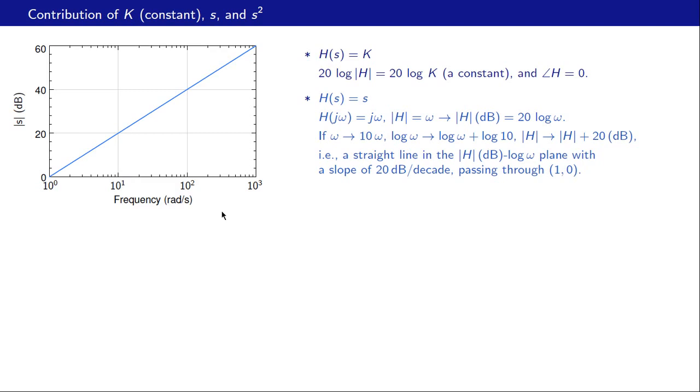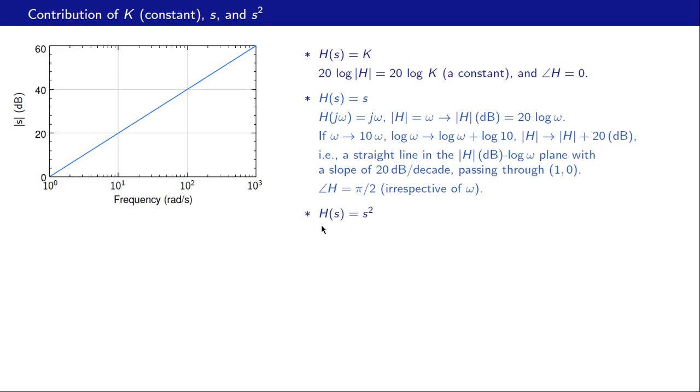Is this an approximation? Not really. This is actually the exact behavior of mod of h. We have not really made any approximation. Okay, now let's look at the angle of h. What is h of j omega? It is j omega. Omega is a real positive number. So the angle of h is simply angle of j, which is pi by 2 or 90 degrees. And that does not depend on what omega it is. It's a constant.